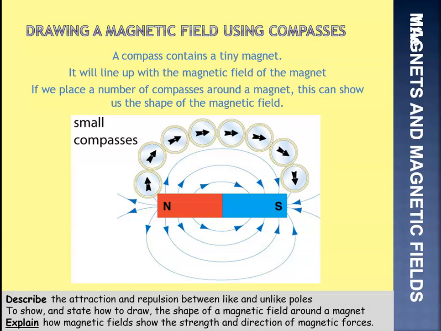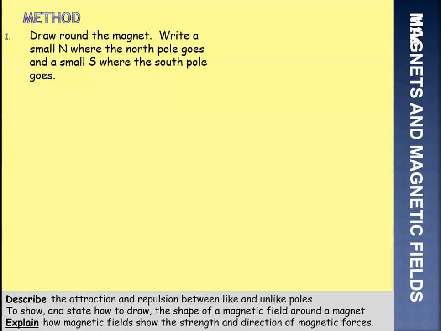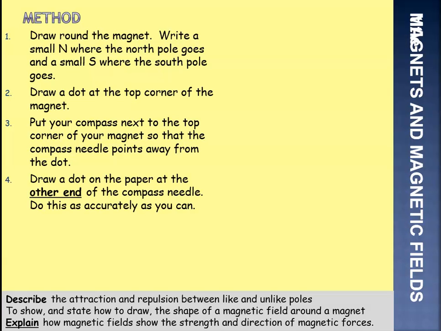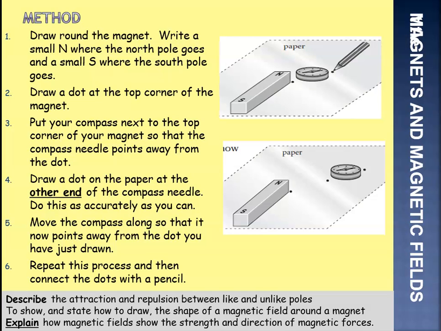Now we can use these compasses to plot the field lines. Here's our method. So draw around the magnet and write a small N where the North Pole goes and S where the South Pole is. Draw a dot at the top corner of the magnet. Put your compass next to the top corner of your magnet so the compass needle points away from the dot. Draw a dot on the paper at the other end of the compass needle. Move the compass along so it now points away from the dot you've just drawn. Repeat that process and connect the dots with a pencil. And you do that again for the other side of the magnet.